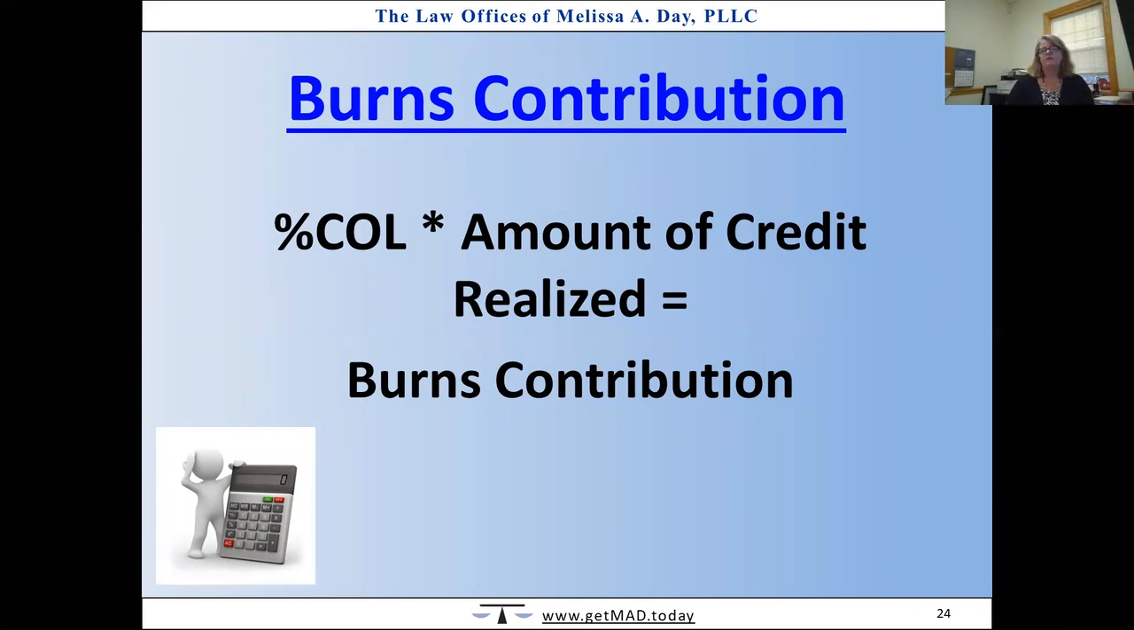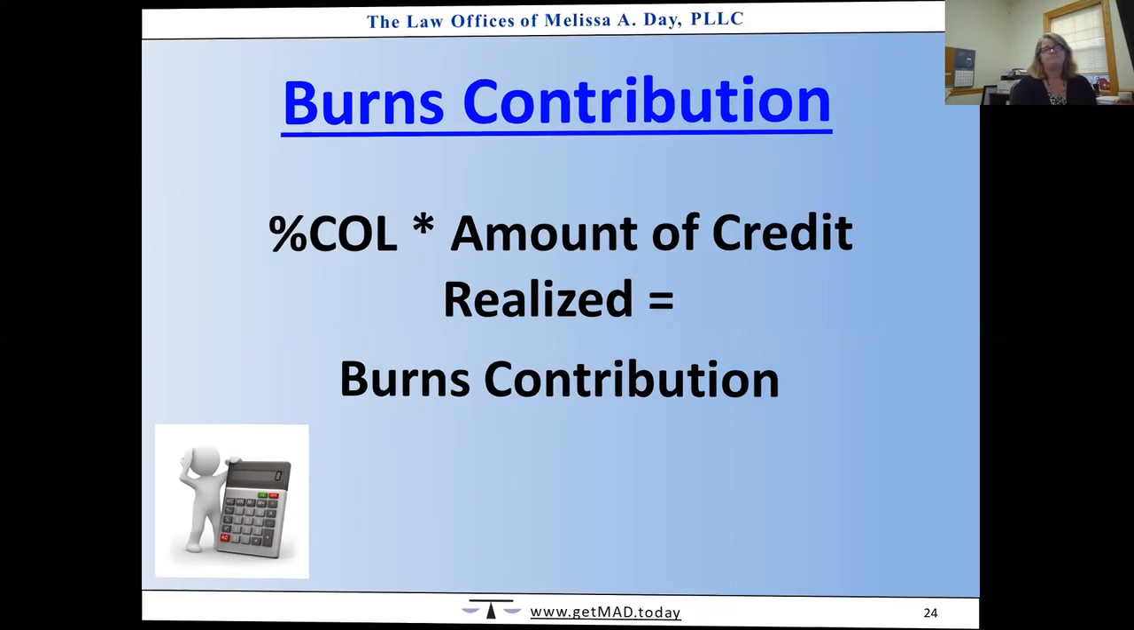So Kelly used to allow the parties to determine the amount of the attorney's fee on the future benefit to the carrier at the time of the recovery. Burns says if it's too speculative to determine the future benefit, then you need a different way to calculate the fees that should be associated with realization of that benefit. And the way that this has evolved is that as the credit is realized, the Burns contribution, or the fees associated with that credit, are calculated at that time.